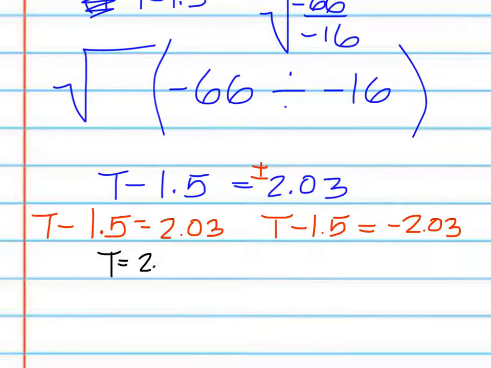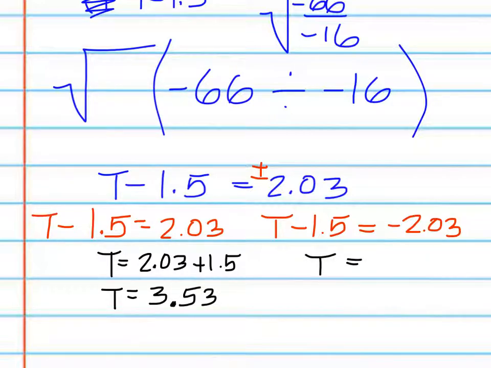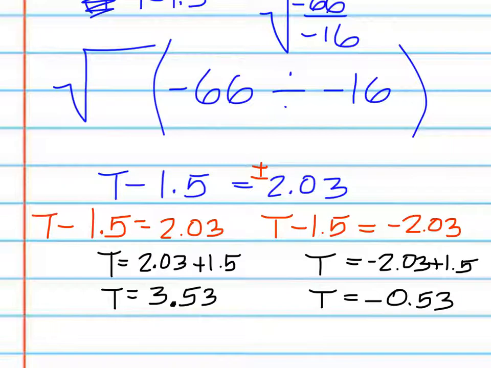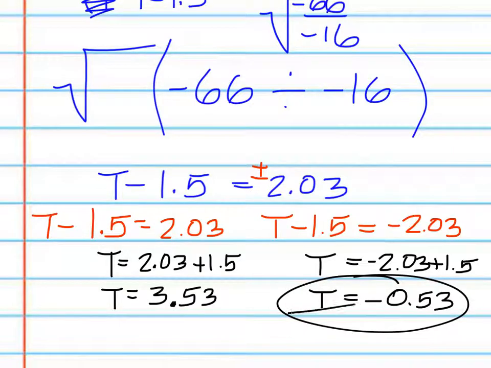If you solve this very simple equation, 2.03 plus 1.5, you come up with 3.53. Over here, you get negative 2.03 plus 1.5, and that is negative 0.53. If the ball has been in the air and is coming back to the ground, the time that it took to get there must be positive. It cannot be negative. So your answer is 3.53 seconds for the ball to hit the ground.